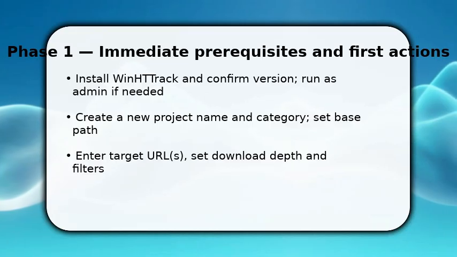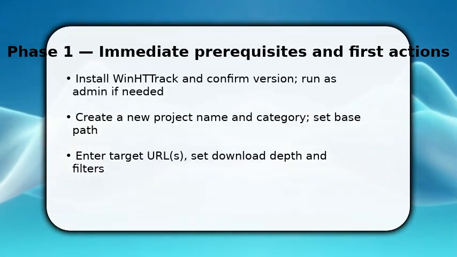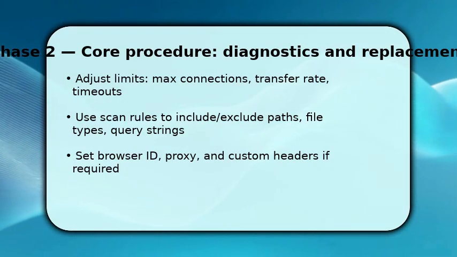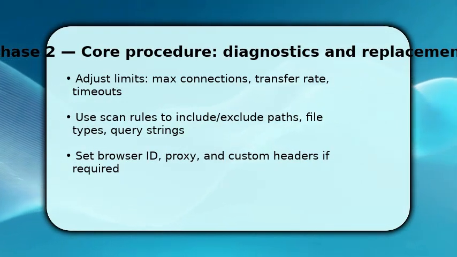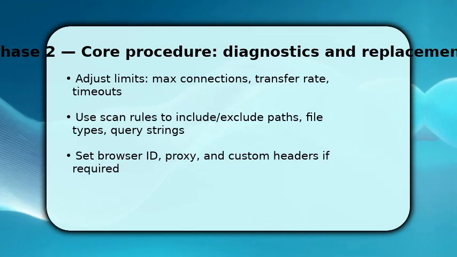Once done, make sure the connection settings match your network speed before starting the mirror so you avoid timeouts and partial downloads. Now you move into advanced configuration to shape what gets copied and how. Change maximum connections and transfer rates to respect the server and prevent local overload. Set sensible timeouts to retry when fragile.